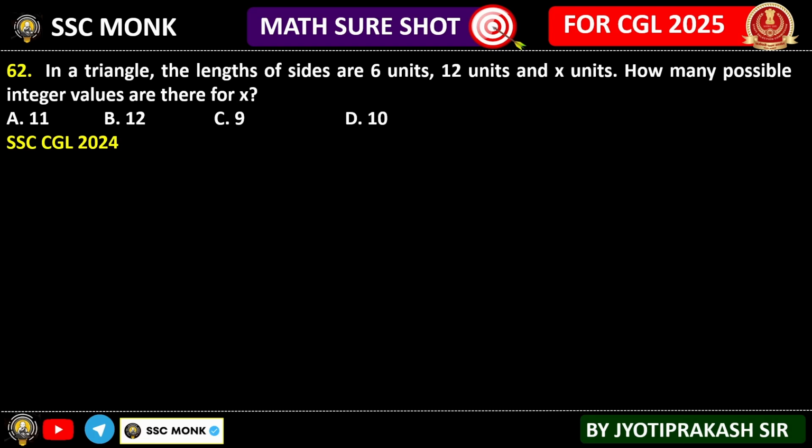Next, in a triangle, the lengths of the sides are 6, 12 and x units. How many possible integral values are there? See, the x should be greater than 12 minus 6, and less than 12 plus 6. So this will be 6 less than x less than 18. So this can be 7, 8, 9, 10, 11, 12, 13, 14, 15, 16, 17. So how many values are possible? Total 11. Answer A.